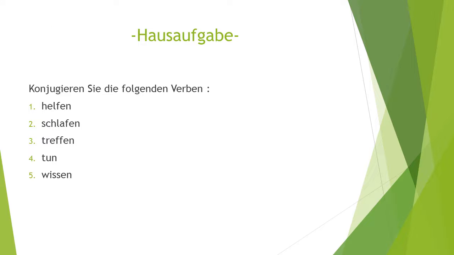Of course, if you have learned the new grammar rule, you are also going to have homework regarding this rule, and you must be able to apply what you have learned so far. So you have 5 more verbs, very simple daily use verbs: helfen, schlafen, treffen, tun, and wissen. Helfen, to help; schlafen, to sleep; treffen, to meet; tun, another form of to do, another form of machen, let's say; and wissen, to know.